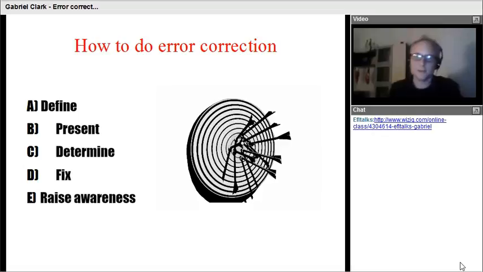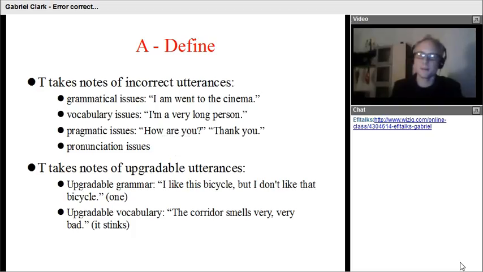Let's look at these one by one. I'm going a bit fast, I realize, so we're going to look at them in more detail now. Okay, so defining. The teacher makes notes of incorrect utterances made by the learner during the lesson.